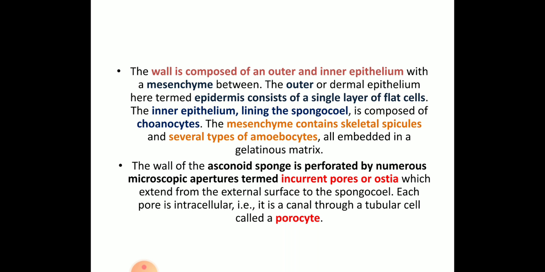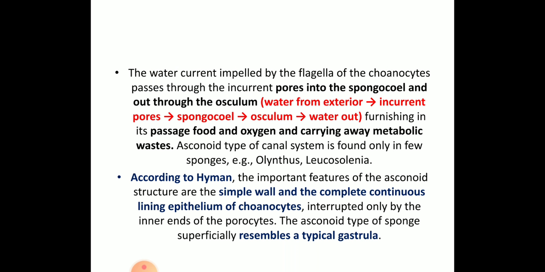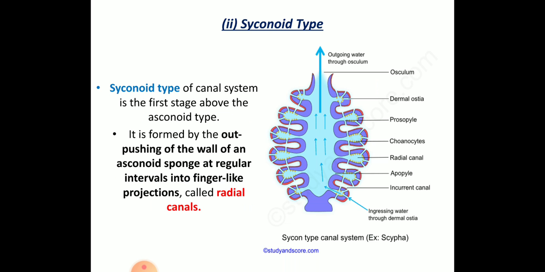So porocytes are nothing but the small hollow cells which mainly help in exchange. So this is how the water enters from the exterior to the inner pores and spongocoel, and through the osculum it is thrown out of the body. So here food will also pass, and metabolic wastes are also thrown out. So this is about the first type, that is asconoid type.